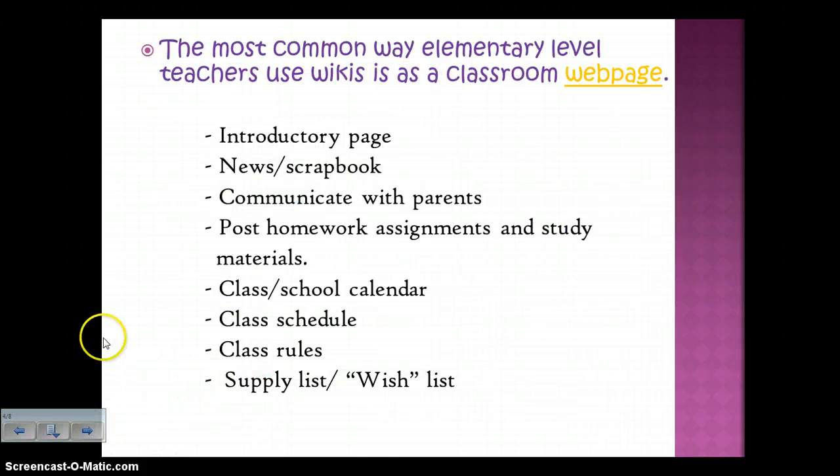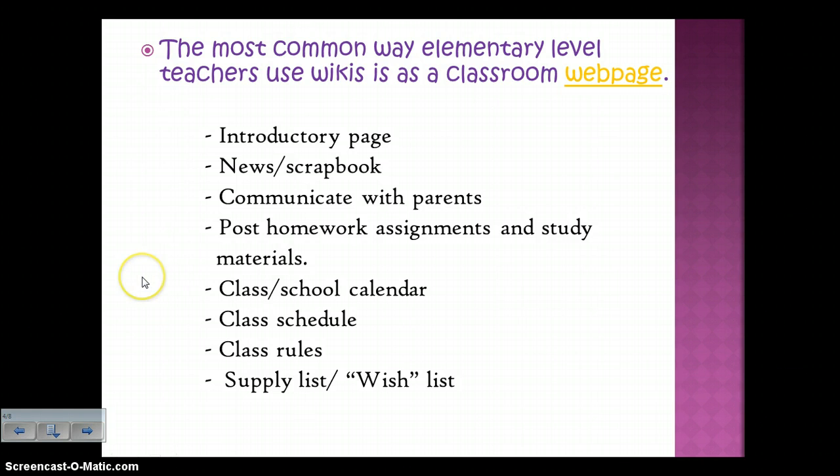So the most common way elementary level teachers use a wiki is as a classroom website. Here they might have an introductory page introducing themselves and the classroom and expectations for that year. They may have a news section, a scrapbook, maybe show some pictures of students. It's less common, but a good idea is to have a space where you can communicate with parents, offer them access to the wiki, let them ask you questions and you can give answers, or if they ask a question another parent already knows the answer to, that parent can answer, and it winds up lowering the number of times that you actually need to call and email and all that.